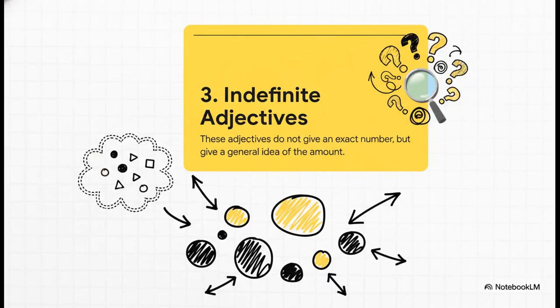Our third type is the indefinite adjective of number. Now, the word indefinite itself means not exact or not clear, and that's exactly what these adjectives do. They give us a general idea of the number without being specific.